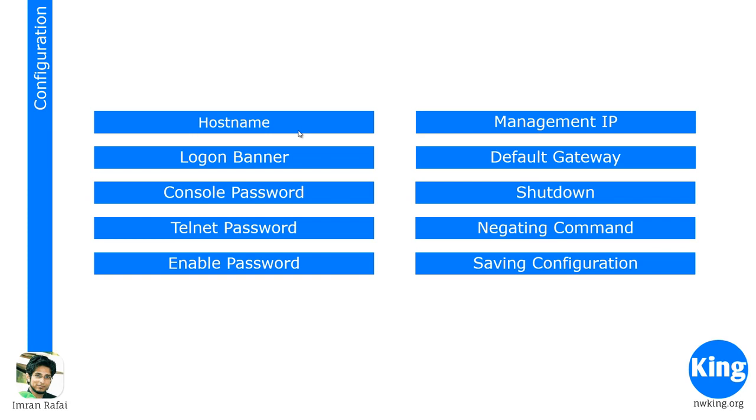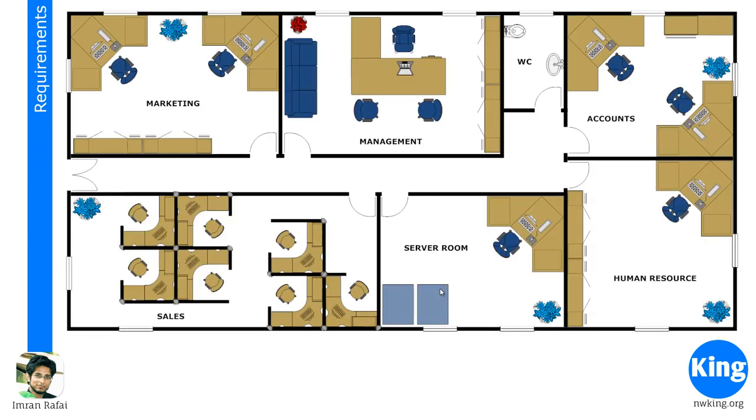So you know what's the host name command, host name and give a name. You know how to give a logon banner, how to give a console password, telnet password, how to enable password, how to give management IP like we discussed, interface VLAN, how to give a default gateway, how to shut down a port or open a port, negating command, and saving configuration, right? These are the basic commands. So if you follow these 3 steps, understand the requirement, design it on paper, and then get to the configuration, you can very easily have a well managed server room, right?